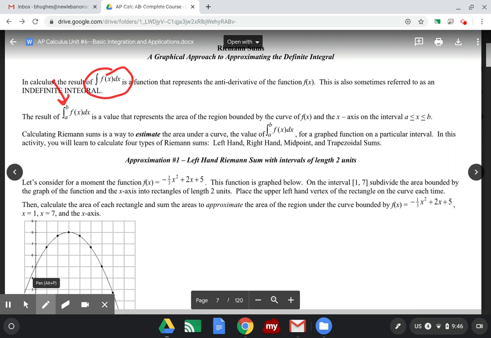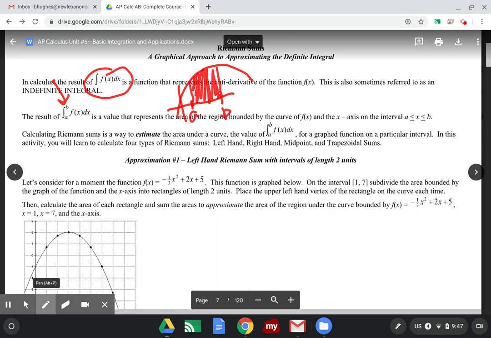That is actually going to give you the area underneath the curve bounded by the x-axis from the point A to the point B. So if I had a graph, and I'm going from A to B, that integral is going to tell you exactly what that area is. One thing that we can use to estimate that area is Riemann sums, and that's what we're going to be talking about today.